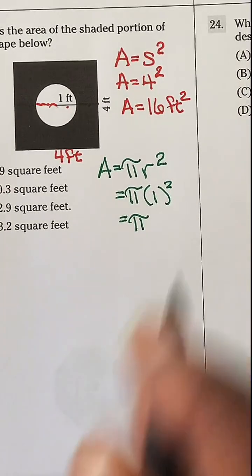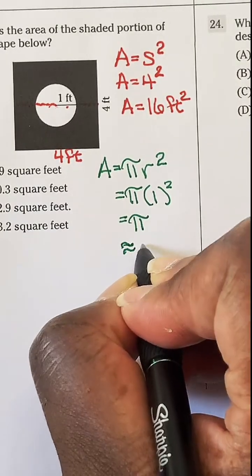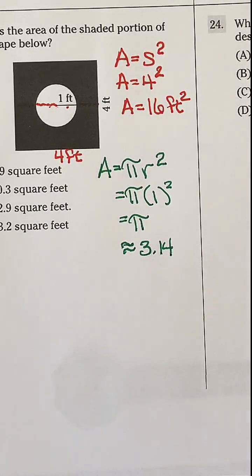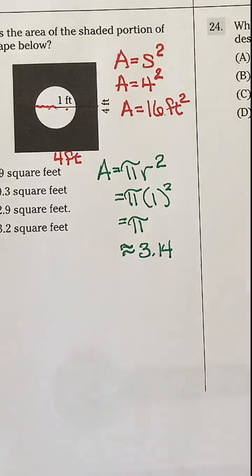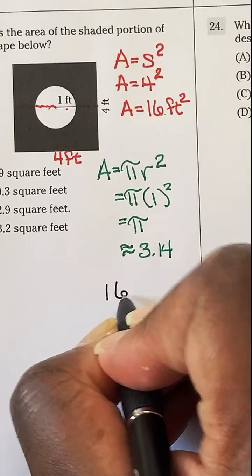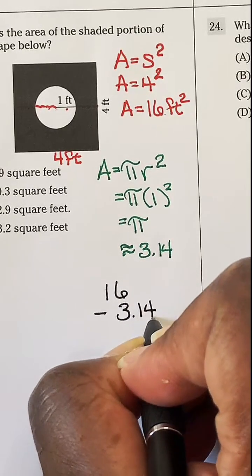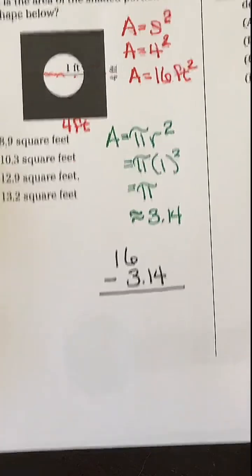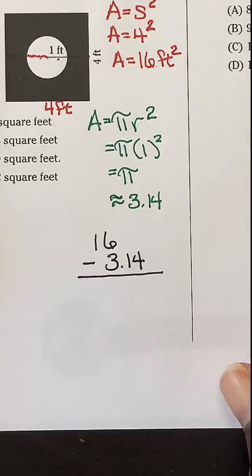So we're basically going to use the approximation of pi, which is 3.14. And what we're going to do is we have our 16, use a different pen, 16 minus 3.14. Because we want to know what's left in the shaded area.